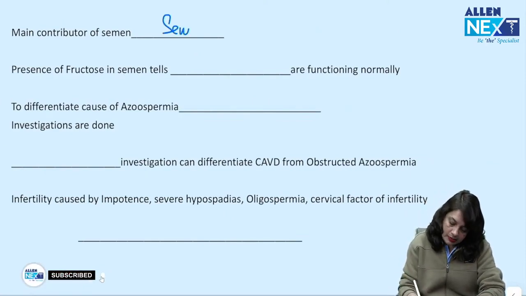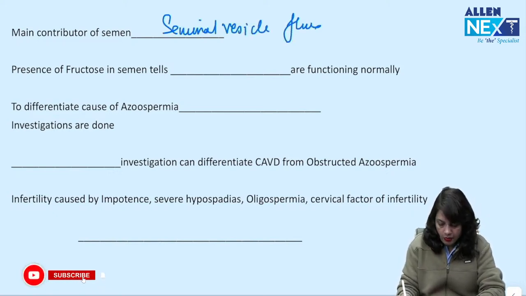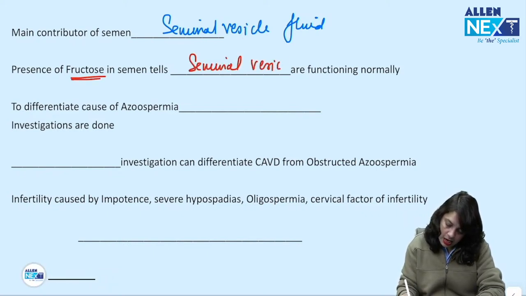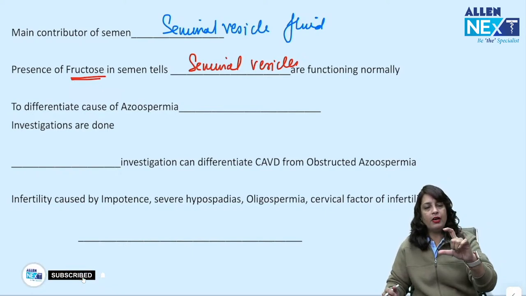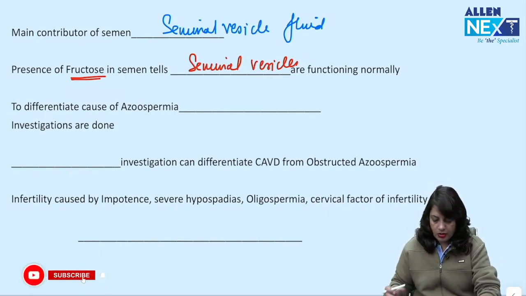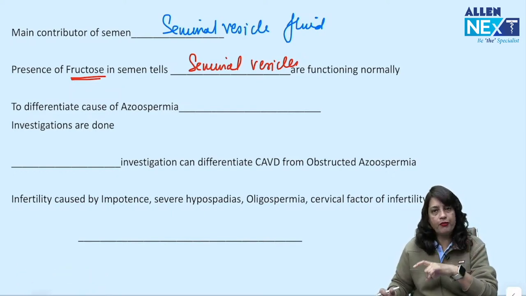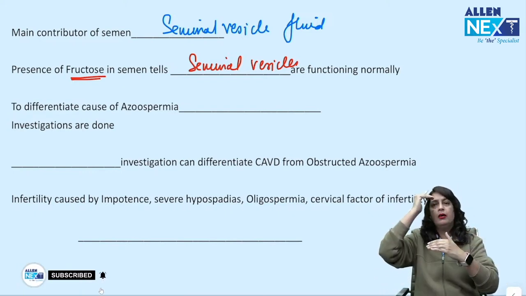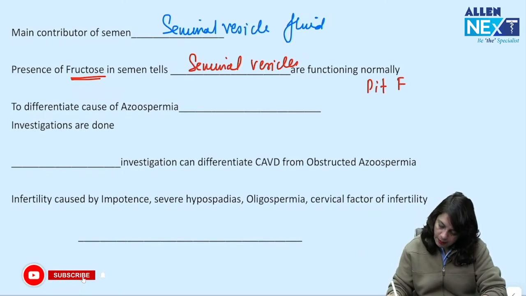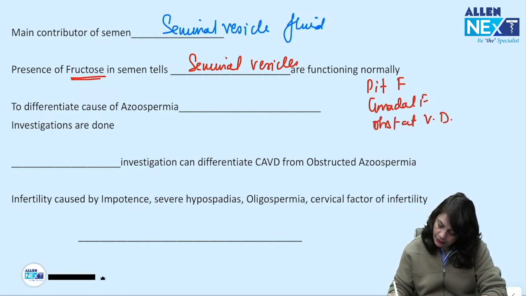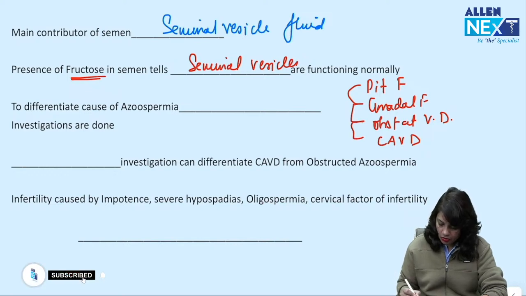The main contributor of the semen is seminal vesicle fluid. Presence of fructose in the semen confirms that the seminal vesicles are functioning normally. Now, what is the test done to differentiate the cause of azoospermia, whether it is pituitary failure, gonadal failure, or post-testicular azoospermia? There are 4 important points: pituitary failure, gonadal failure, obstruction at the level of the vas deferens, or congenital absence of the vas deferens. So how do you differentiate these levels?